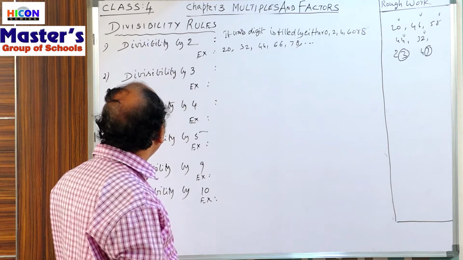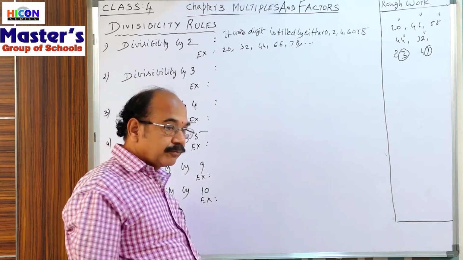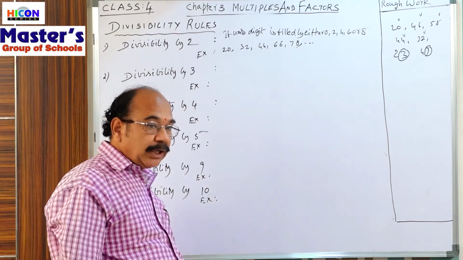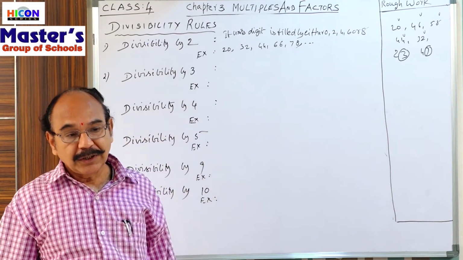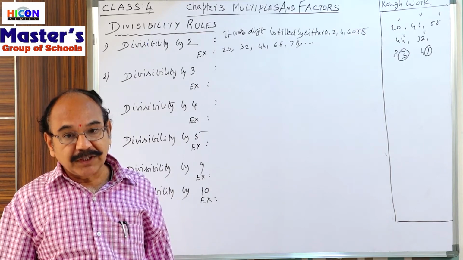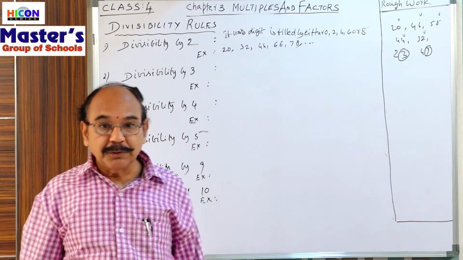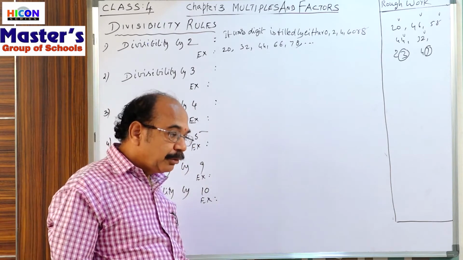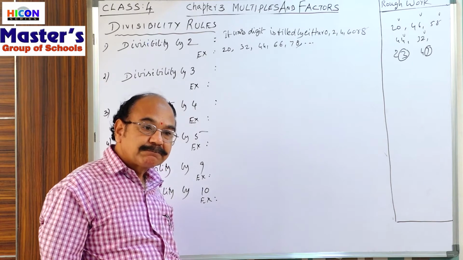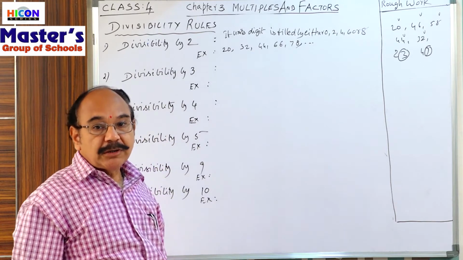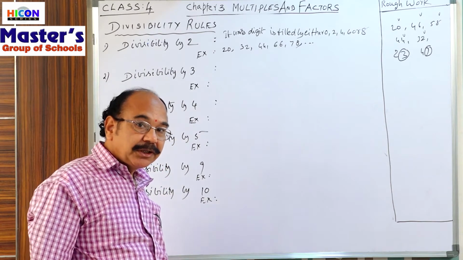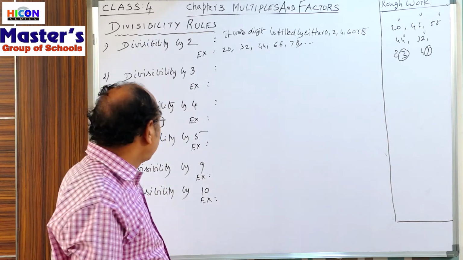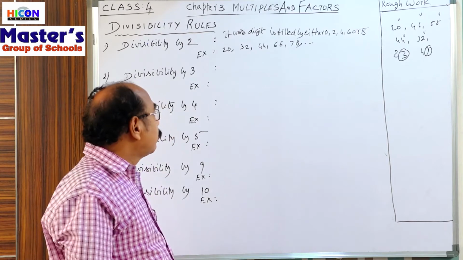Okay, now come to divisibility by 3. Divisibility by 3 means what is the rule? If the sum of all the digits of a given number is divisible by 3, then we say that the given number is divisible by 3. If the sum is not divisible by 3, then we say the given number is not divisible by 3. Okay students, that is the rule.